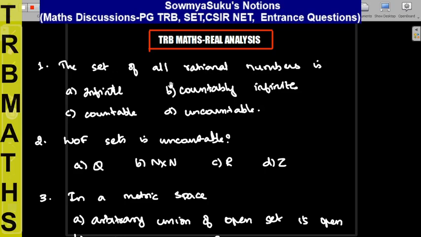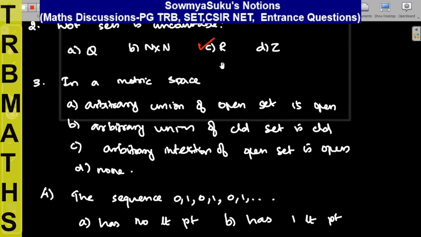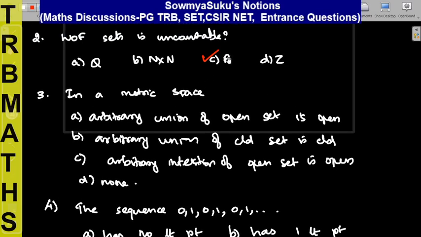First question, the set of all rational numbers is countably infinite. Second question, which of the following sets is uncountable? Q is countable, N is countable, so N cross N is countable, Z is countable, so the real numbers are not countable. So the third option, the set of all real numbers, is not countable. That is the second one.